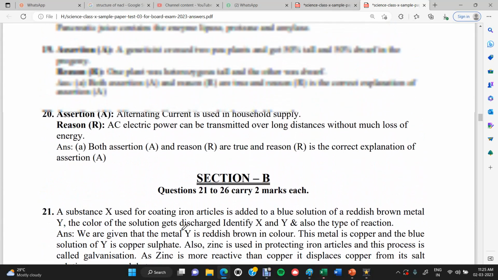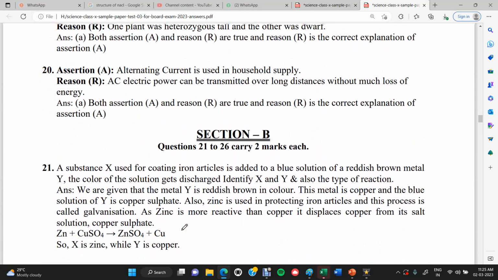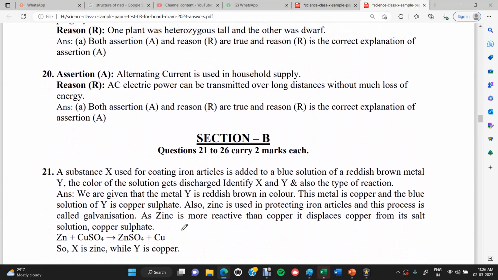Okay, you have to give the answer for this question. First, Tamarai. Substance X is used for coating iron particles.